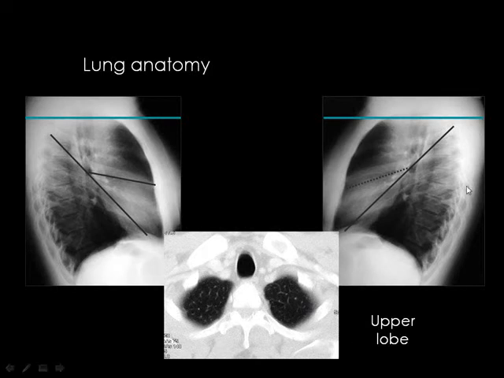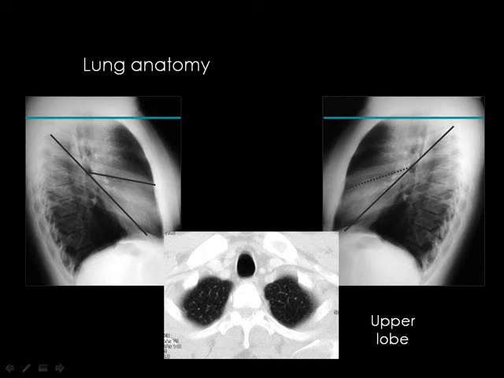Whenever you are cutting in the chest, this is the left lung and this is the right lung. On the left side, you have the upper lobe, middle lobe, and lower lobe. On the right side, you have the upper lobe and the lower lobe. And we do an imaginary line here to separate the lingula from the upper lobe.